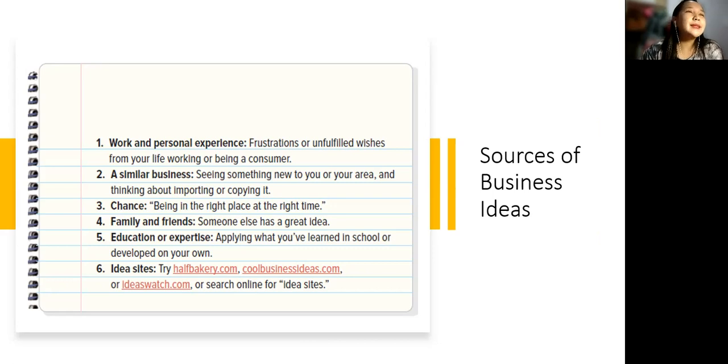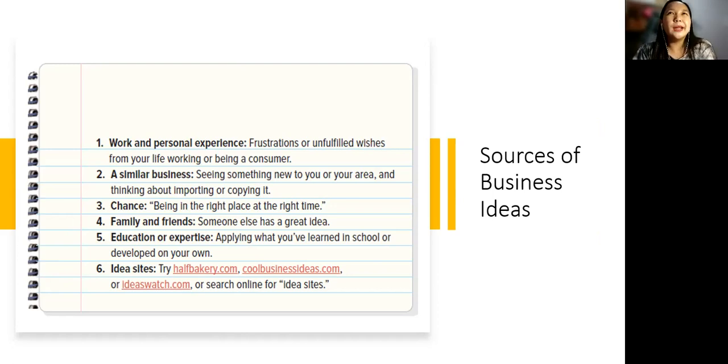Number two is similar business. Seeing something new to you in your area and thinking about importing or copying. May mga ilan kasi na business class na, I can do something better. So, ibig sabihin na nakaisip ka ng something na i-improve. Okay. The third is chance. Chance is being in the right place at the right time. Okay. Ibig sabihin, nagkataon na meron kang kakilala, meron kang connection, etc., etc.